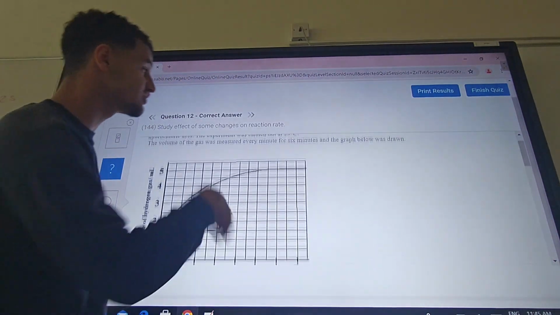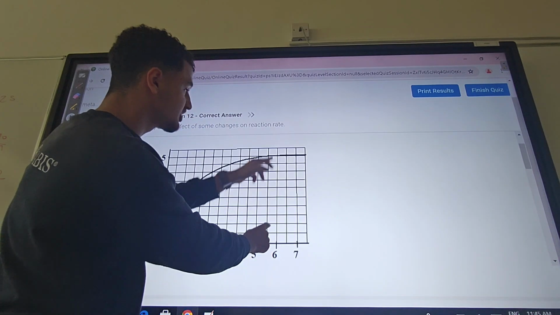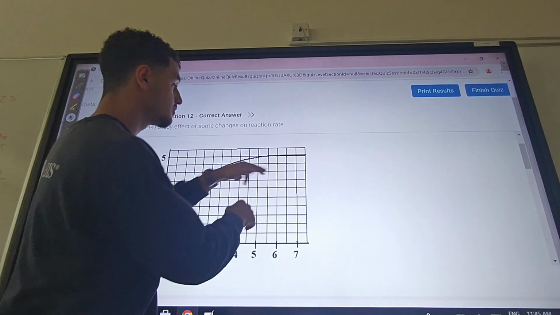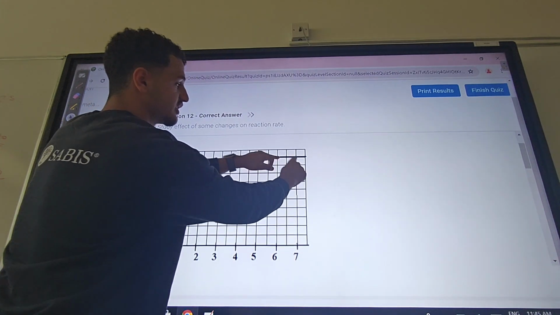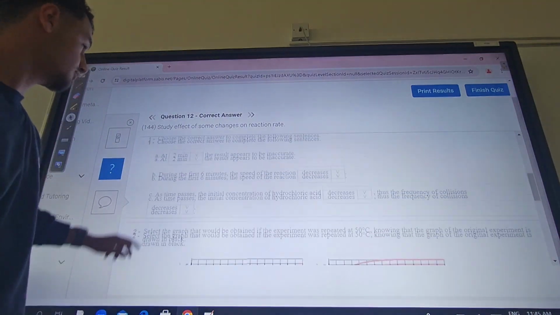And then in the AMS they asked you an extra part. They said after 6 minutes, what happens to the rate of reaction? You say it becomes 0. You don't say it becomes constant. You say it becomes 0 because it's not increasing at all. It's staying straight. Most people got this wrong last week in the AMS.